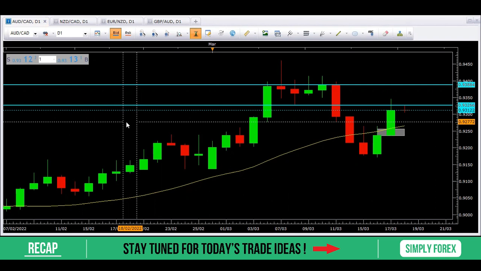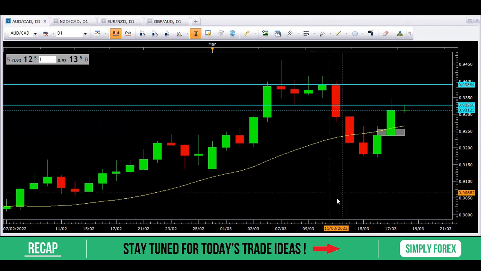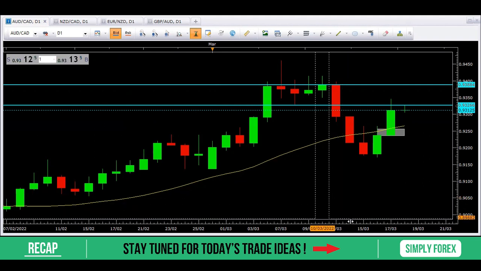Right, as always, we're going to start with the recap from yesterday. We had 4 potential trades. The first one was this. This is the Aussie dollar against the Canadian dollar. This is the day chart that you're looking at.